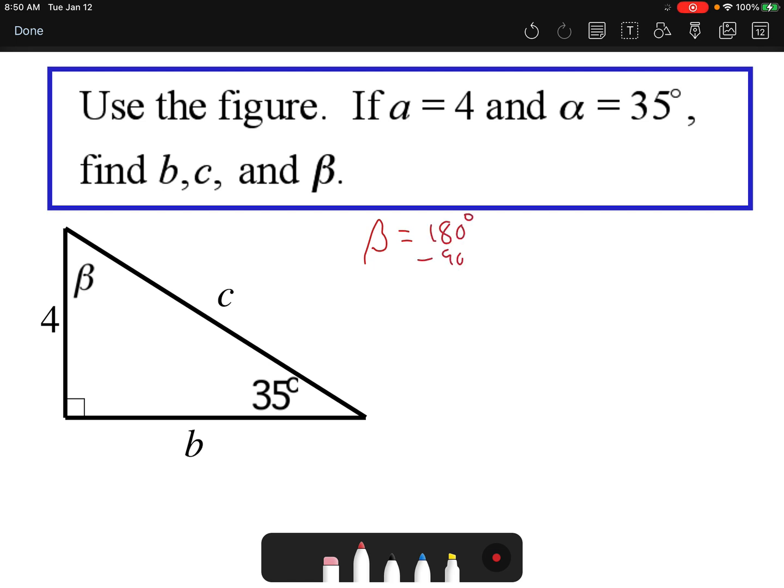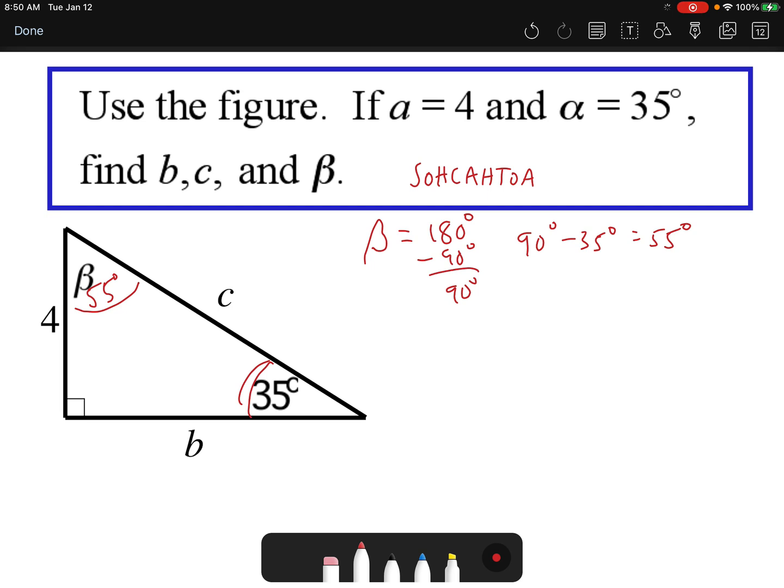So we're going to subtract 90. We have 90. So 90 minus 35 is 55. So beta is 55 degrees. Now, it doesn't matter which angle you choose to use SOHCAHTOA to find whatever we're missing. I can use either the 55 or the 35. It does not matter.